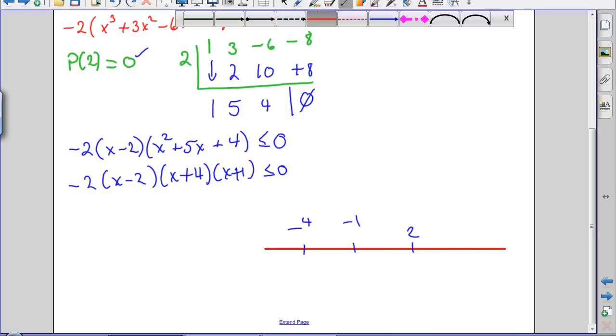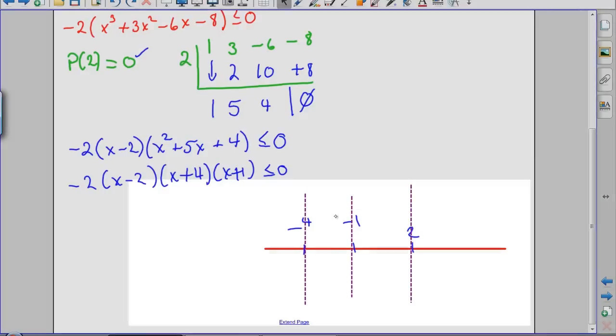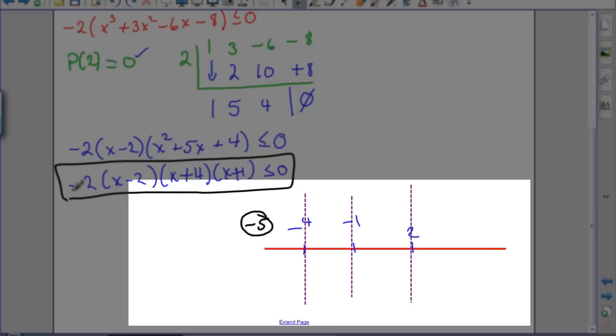I like drawing these dotted lines. They're not necessary, but it definitely shows me how many intervals and how many test points I'm going to need to use. And so in this particular case, I actually have 1, 2, 3, 4 intervals that I'm going to test for. So I'm going to start with -5 as a test point. Once again, pick a number to the left of -4. You can use bigger numbers if you want. But once again, we're looking at the factored form with the -2 in there. Quite often we forget that -2, but we need to include it.